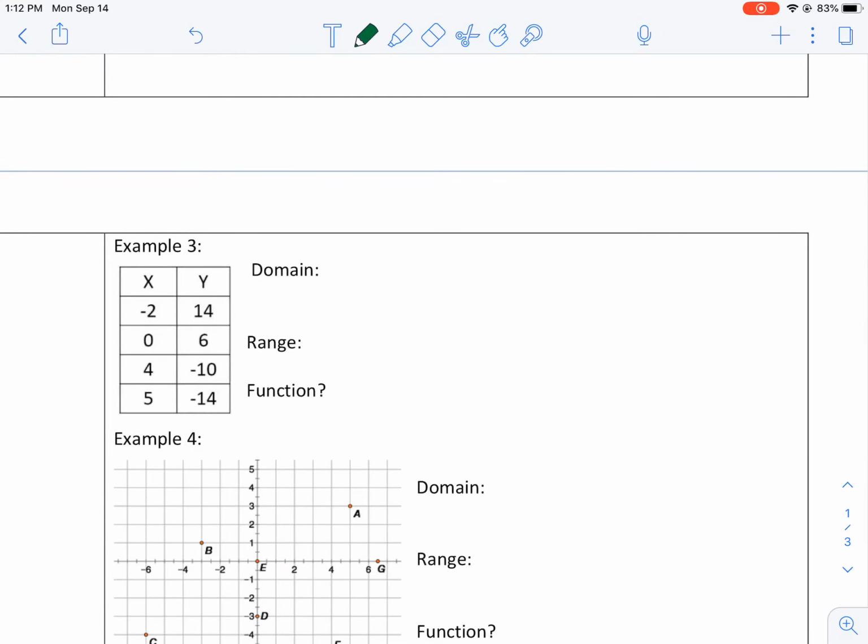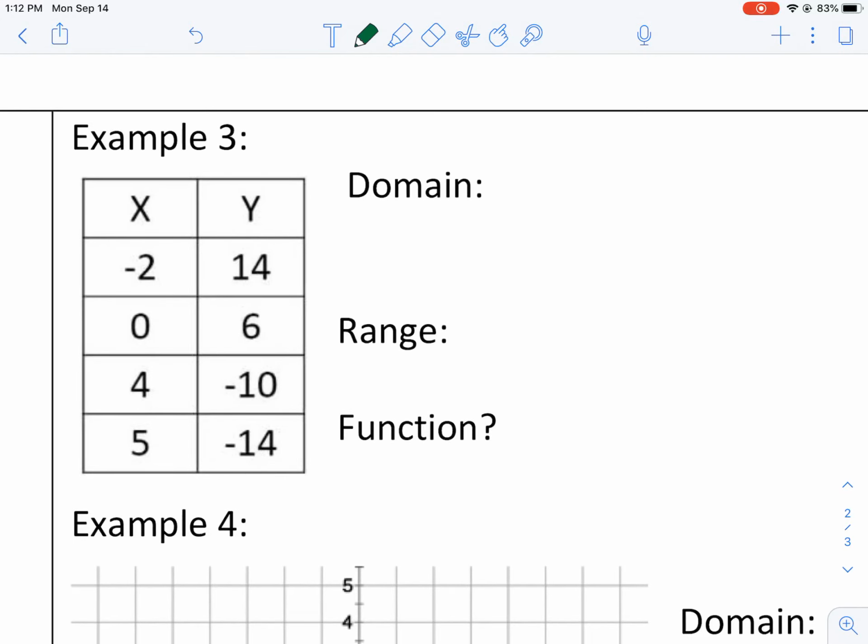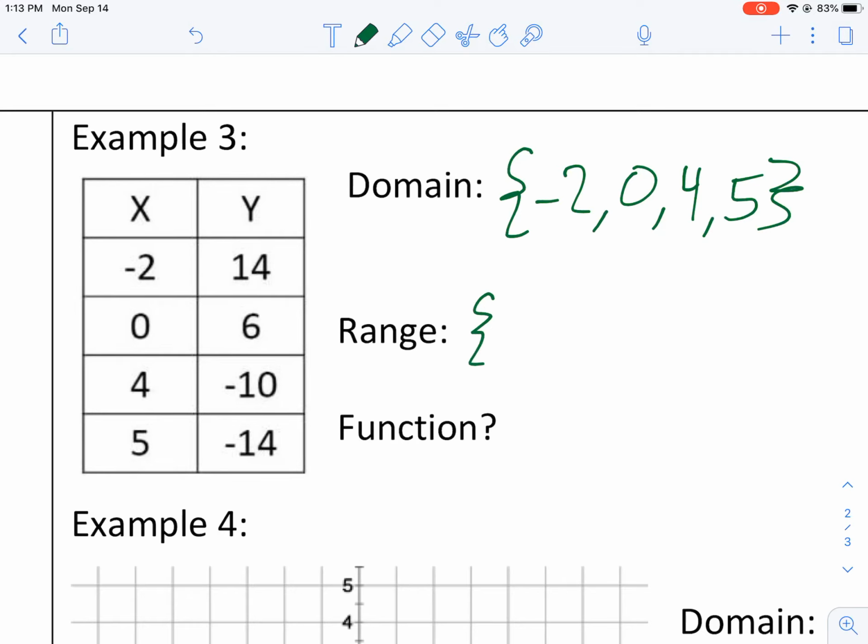Example 3. All right, example 3, we could look at a table. It's all different ways of representing the same thing. Again, the domain is all the X values, that's the left side of our table. So we're going to put our curly brackets, and we're just going to start listing out the X values. So we've got -2, we've got 0, we've got 4, we've got 5. So those are all the X values. For the range, we have all our Y values. We're going to do the same thing. We've got 14, we've got 6, we've got -10 and -14.